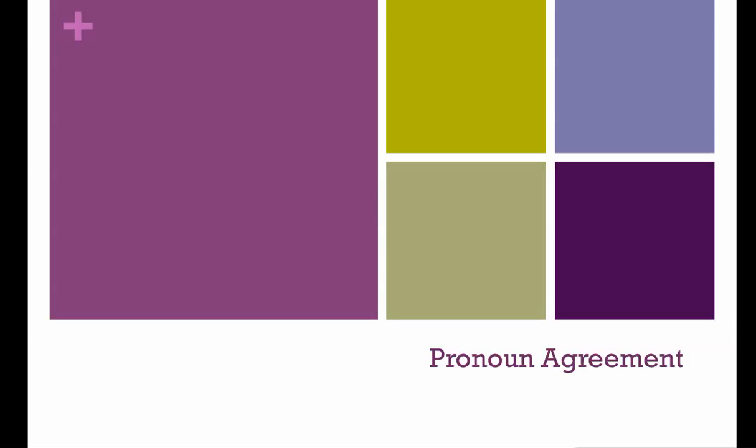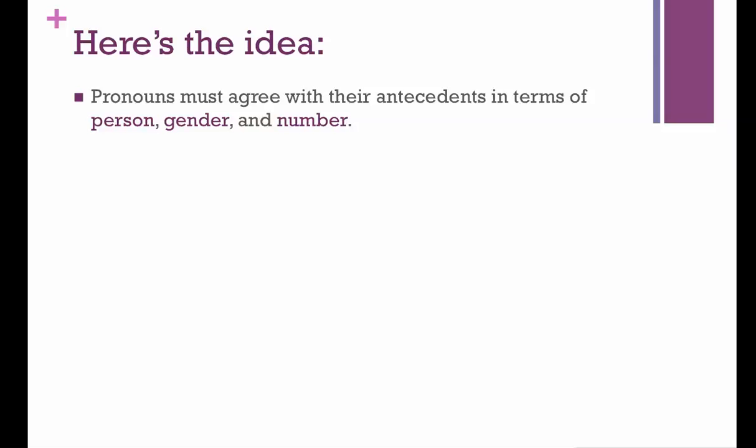In this lesson, you will learn how to make your pronouns agree correctly with their antecedents, otherwise known as pronoun-antecedent agreement. Here's the idea. Pronouns must agree with their antecedents in terms of person, gender, and number.